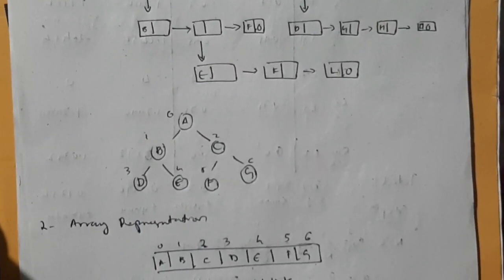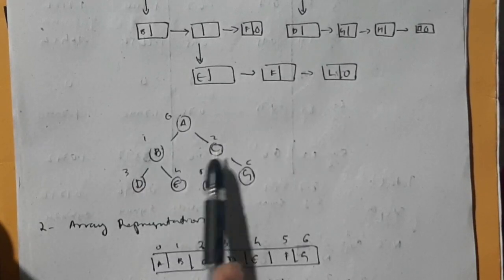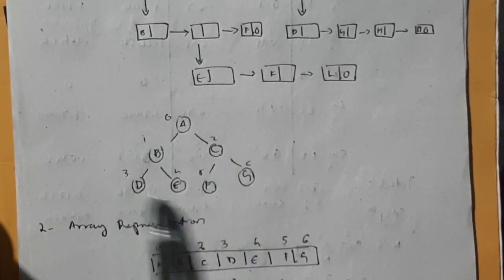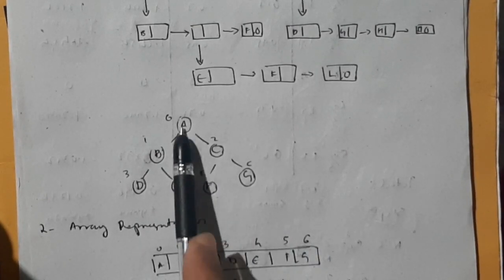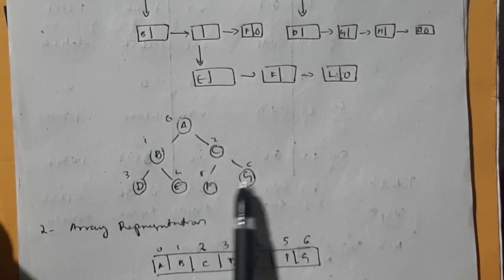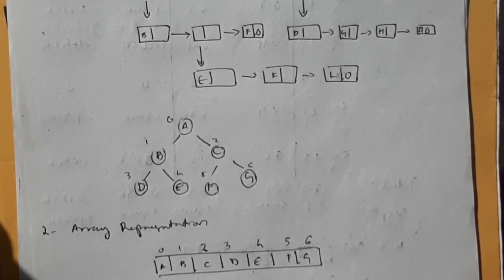The second representation which you have is array representation. See, 0, 1, 2, 3, 4, 5, 6. Write like this, make a box, make some divisions and write 0 to 6, then write in the order A, B, C, D, E, F, G. Okay, that's the array representation.